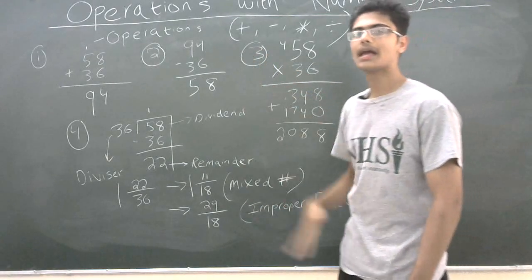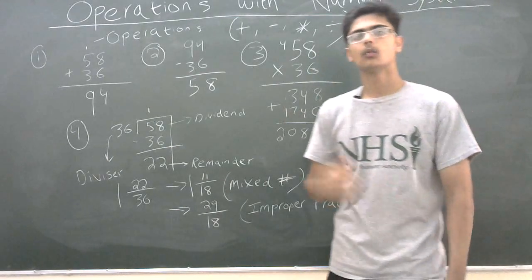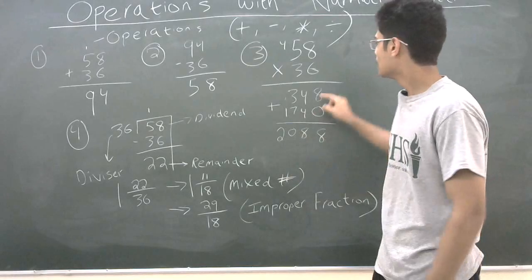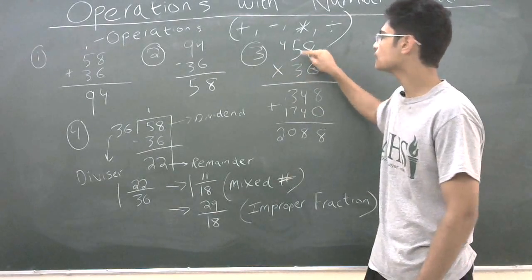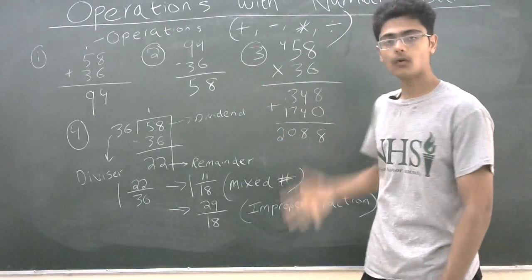Moving on to the third one, we have multiplication. So if we have 58 times 36, we do 8 times 6. That's 48. Place the 8 here and move the 4 here. 6 times 5 is 30. Add that to 4, we get 34.